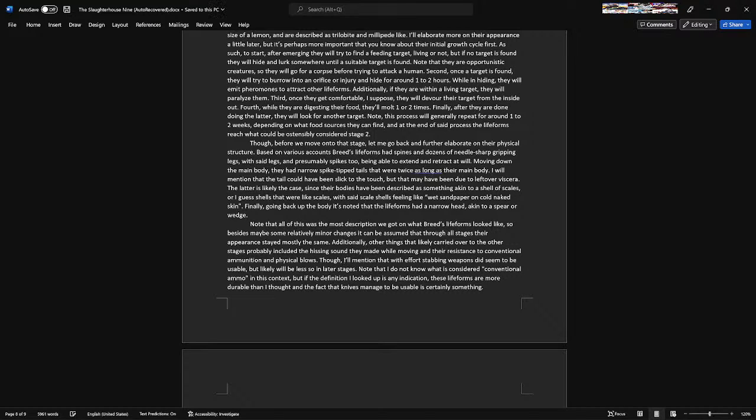Though I'll mention that with effort, stabbing weapons did seem to be usable, but likely less so in later stages.